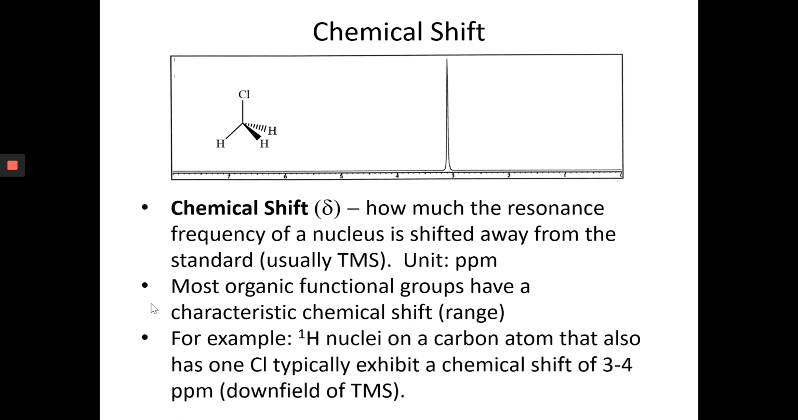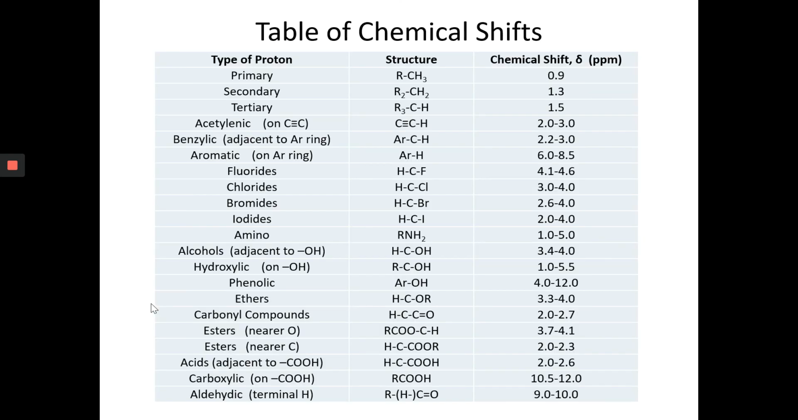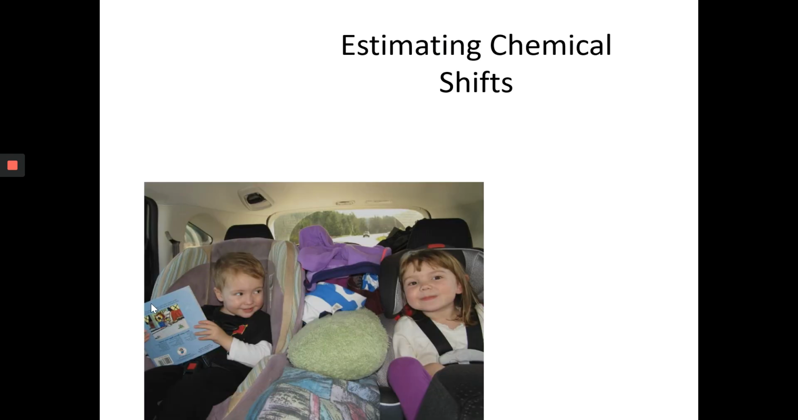As an example, an H1 nucleus on a carbon atom that also has a chlorine typically exhibits a chemical shift of 3 to 4 ppm downfield of TMS. Chemical shifts are always downfield, unless they're negative, which we'll talk about maybe never. So here again is that information. You can find this anywhere. There are lots of tables online, but if you want to use the table that I gave you, you can also find an electronic copy on PowerSchool.